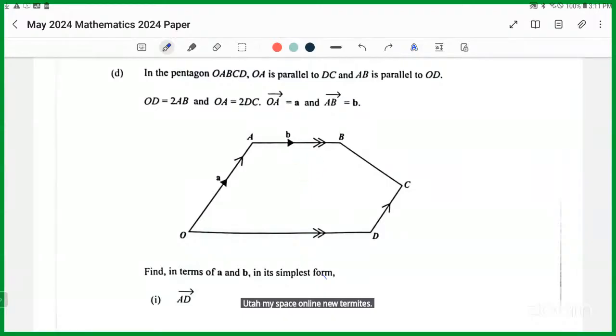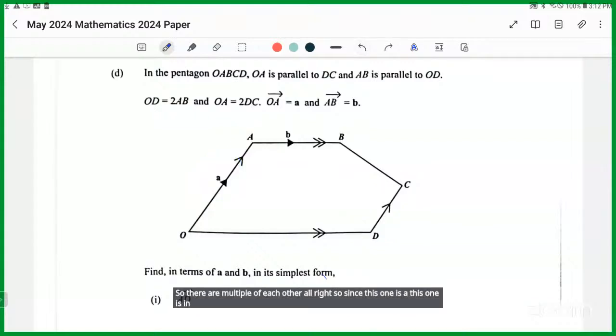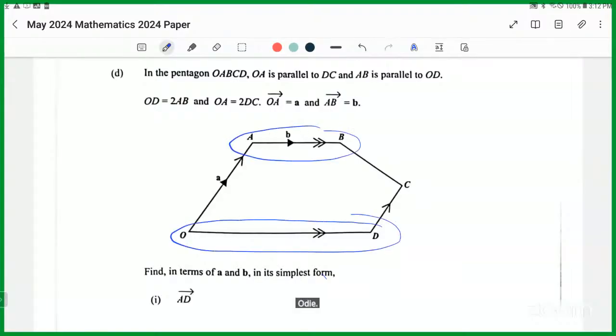All right. So these two lines are parallel. That's what they said. And AB is parallel to OD. These two lines are parallel, so they are multiples of each other. Since this one is A, this one is in terms of A. And since this one is B, this one also is a multiple of B. It says OD is 2 times AB. That's kind of straightforward, right? It means that this vector is 2B, doesn't it? Because if AB is B, then this vector down here is 2B.